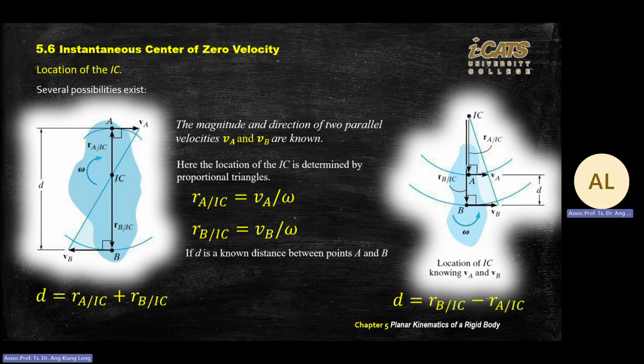So it depends how you draw and where the location is. If the two velocity vectors are going in opposite directions, like the one on the left diagram, VA goes to the right, VB goes to the left, they are parallel but in different directions, then you use addition: D equals r_A/IC plus r_B/IC. However, if the two velocity vectors are going in the same direction, you use D equals r_B minus r_A.